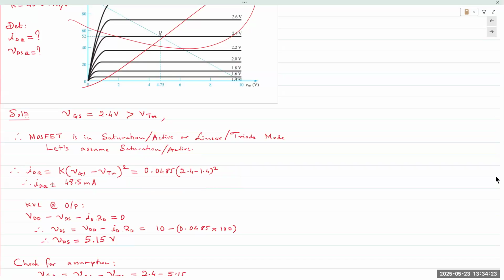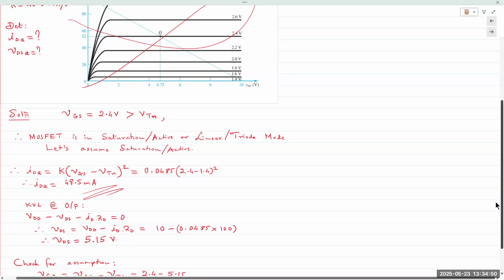And I like this problem because the values just simply round up. VGS is 2.4, VTN is 1.4. And so the difference of VGS and VTN is simply 1. So 1 times K is 48.5. And so we obtain IDQ as 48.5 milliamps.